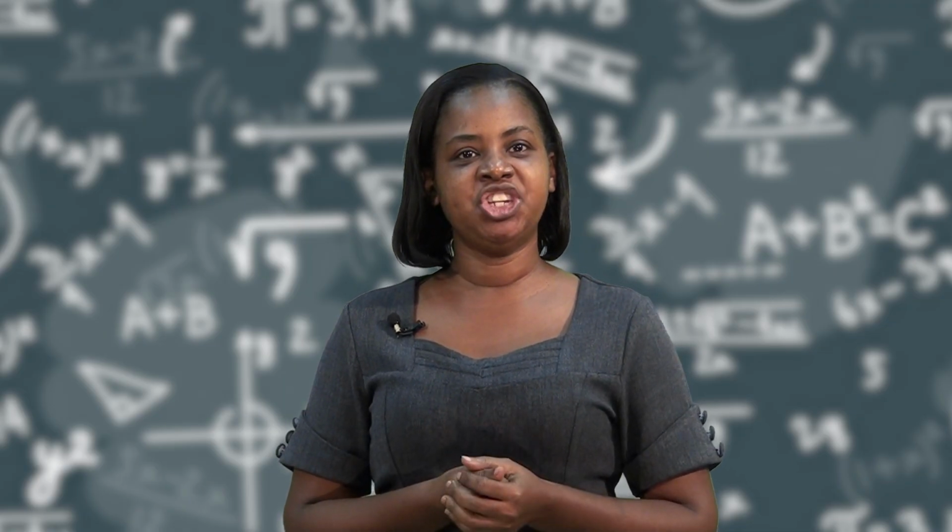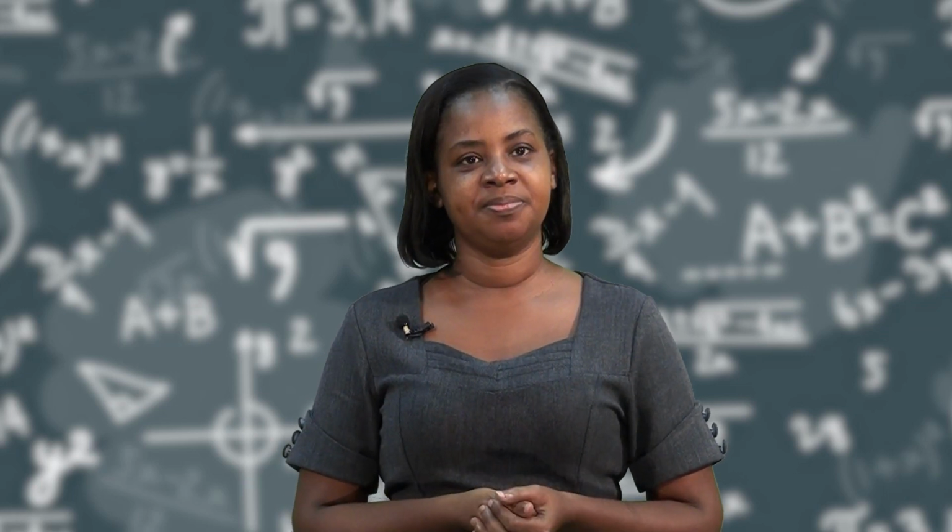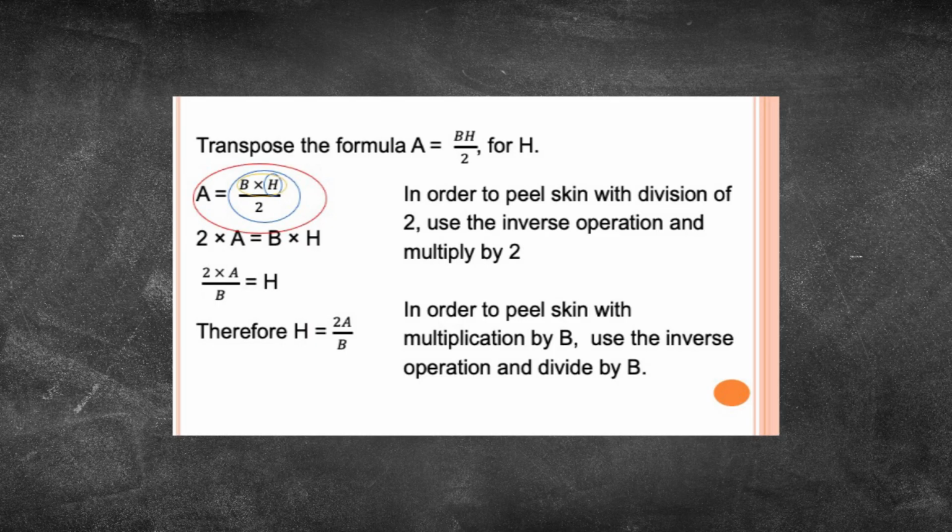So place h at the center of your onion. Place a skin around b multiplied by h. Remember that bh means b multiplied by h. Place the next skin around b multiplied by h, all divided by 2. Finally, place a skin around the entire formula. Now, let's get ready to peel these skins.